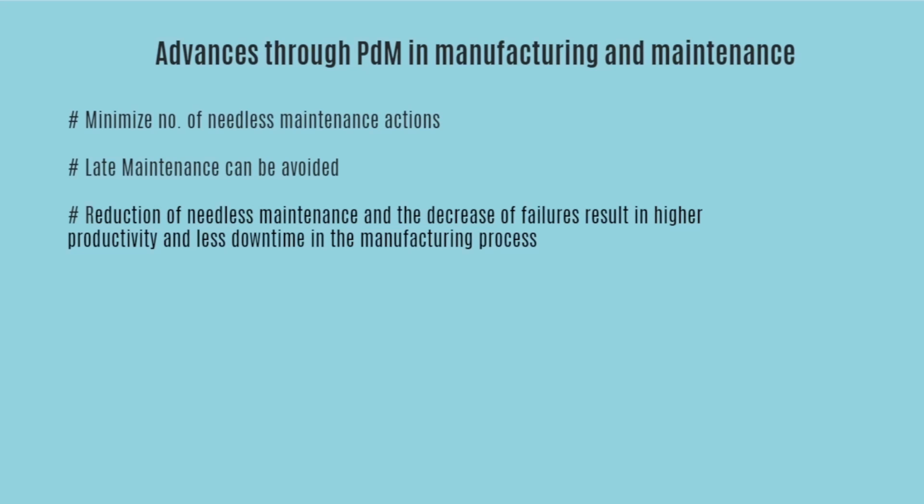Because of the unique structure in which a given component is used in bigger machinery, for example, both the reduction of needless maintenance and the decrease of failures result in higher productivity and less downtime in the manufacturing process. Predictive maintenance is the most cost-optimal maintenance type given its potential to achieve overall equipment effectiveness.